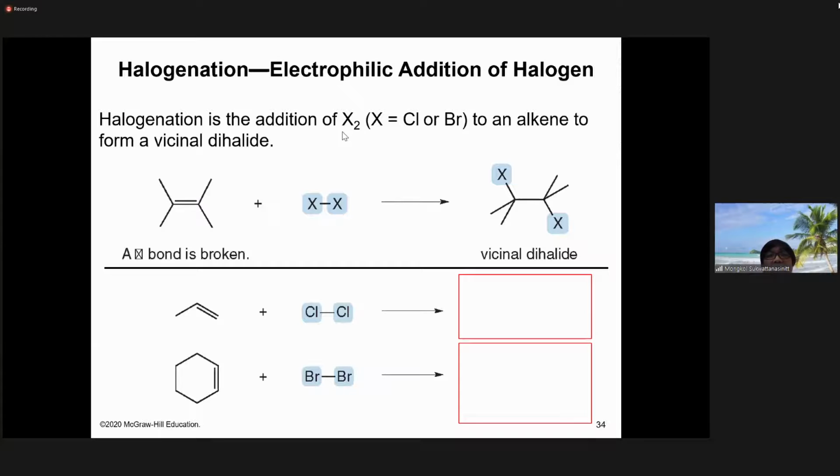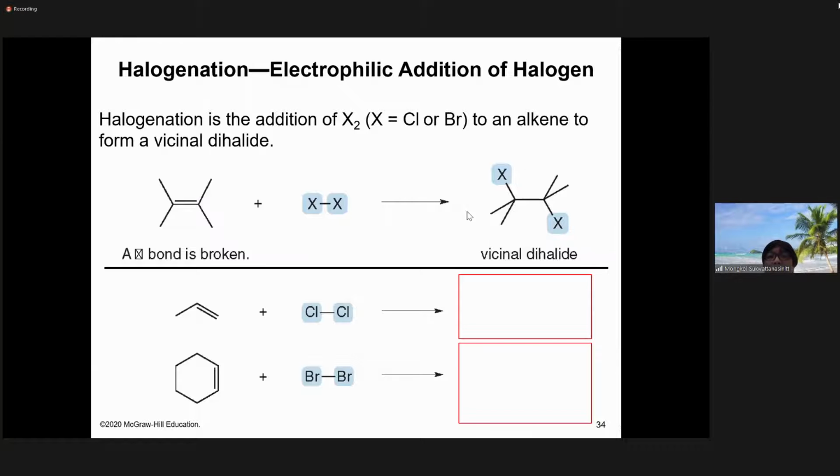Okay, next is the addition of halide. Before it was hydrogen halide, now it's halide, okay? It's X2, which is usually either chlorine or bromine. I think iodine, we don't see much of the iodine reaction. It's usually either chlorine or bromine, okay? And the addition will give you the product.